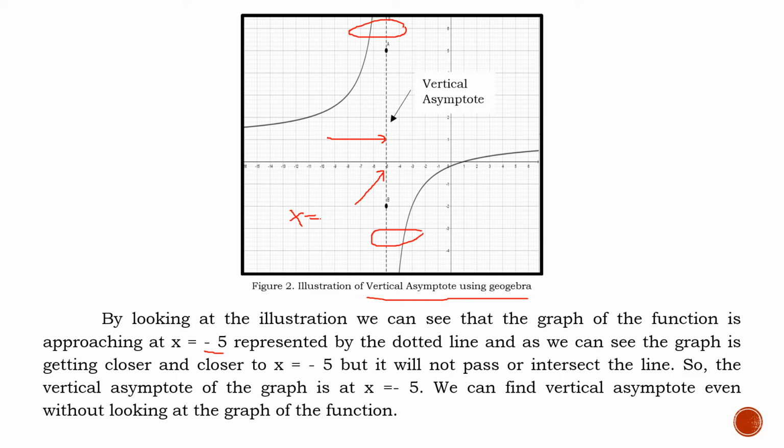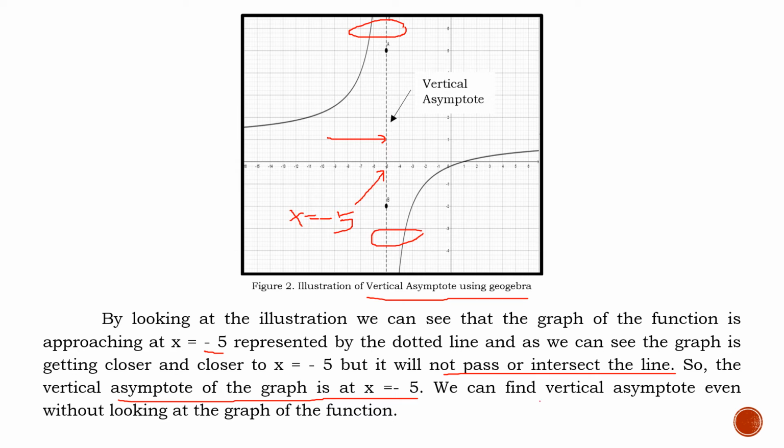x is equal to negative 5, represented by the dotted line, and as we can see, the graph is getting closer and closer to x is equal to negative 5. But it will not pass or intersect the line. That's why we define an asymptote as only a guide for your curve, but there is no point of intersection, or your curve will never pass through your asymptote. So the vertical asymptote of the graph is at x is equal to negative 5.